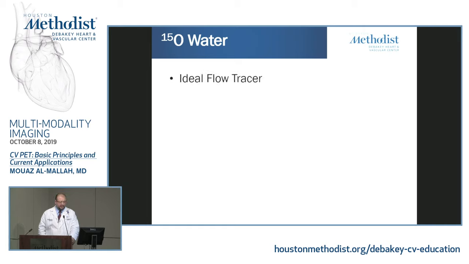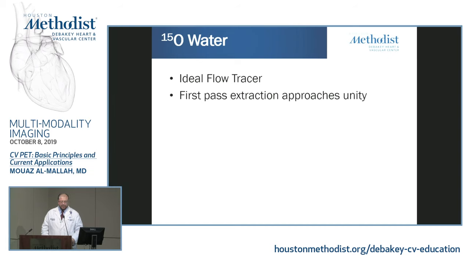What are they? So we have O15 water. A common board question, they will always ask you, what's the ideal flow tracer? It's O15 water, because it will just flow freely in there. And the first pass extraction is almost unity. So the more flow you have, the more you detect it. So you can detect number by flow.